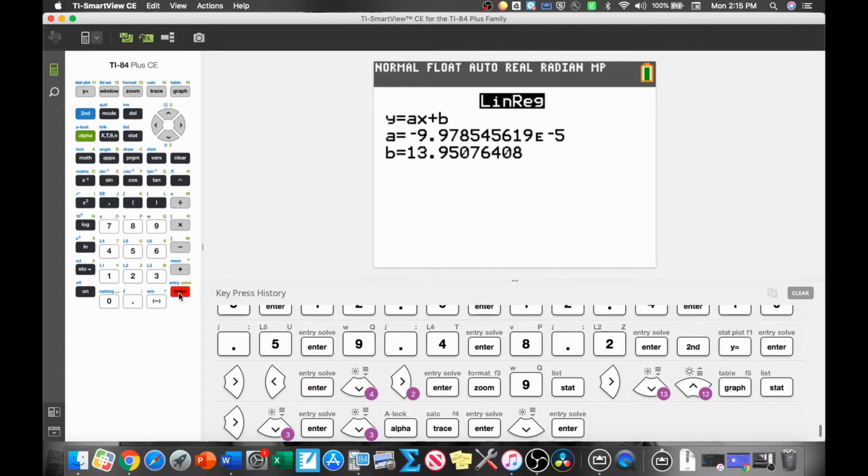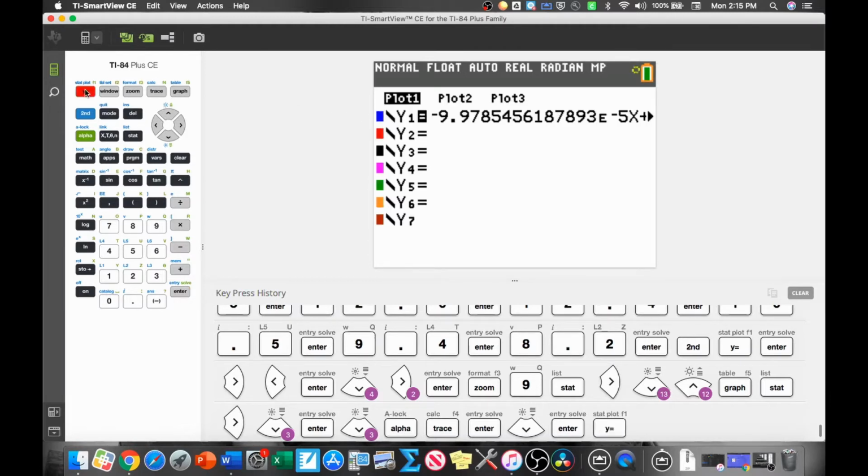There is the model, the linear model that our calculator came up with for us. Okay, so y equals ax plus b, where a is like our slope. So this number right here is our slope, very tiny. And this number is our y-intercept. Okay, so we can go ahead and write that model down. Or if we want to, we can go over to y equals, and we'll see that the calculator put it in there for us. Okay, but we're going to want to write it on our paper at some point.